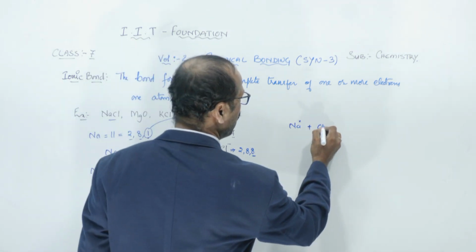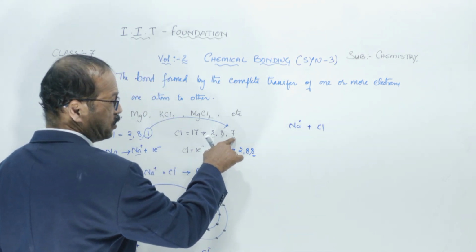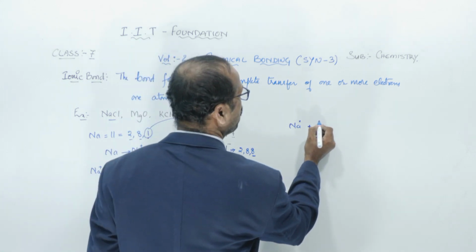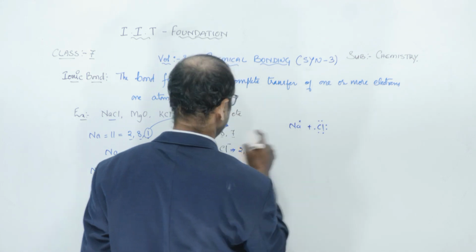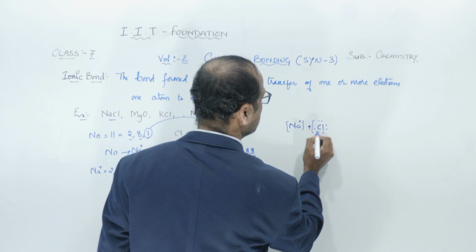So chlorine atomic number is 17, configuration 2, 8, 7. But we have to put only the last electrons, not the total 17. In the last shell, 7 electrons are there, so I'll put a dot. 1, 2, 3, 4, 5, 6, 7. See, 7 electrons. Now this is sodium, this is chlorine.